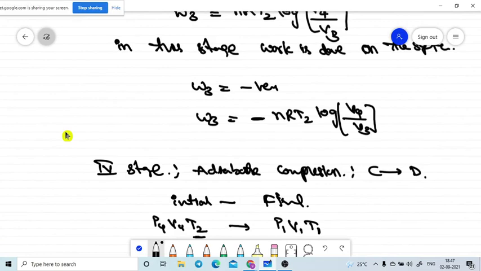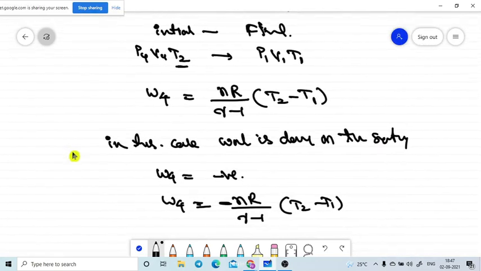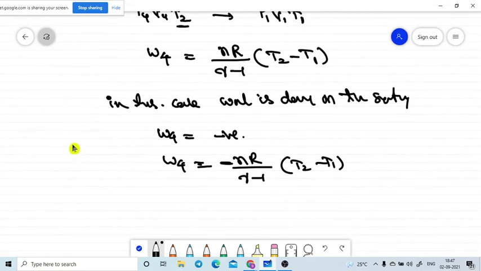If we add these two, T2 minus T1. Will you please look at this one? Whether W1 and W2 are the same or different. In the fourth stage, are they the same or are they different?